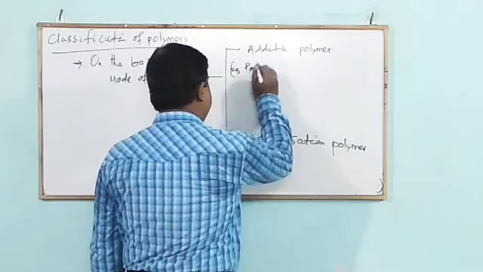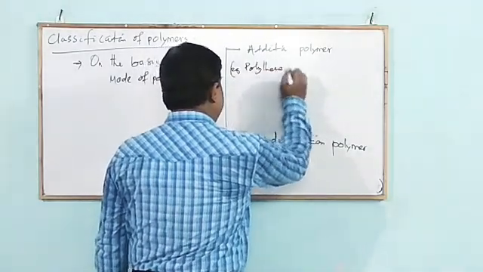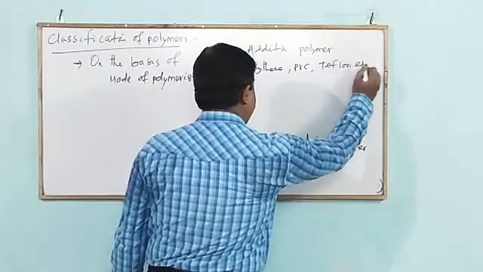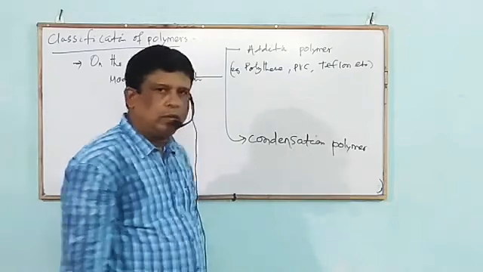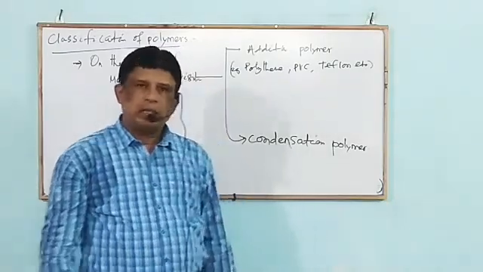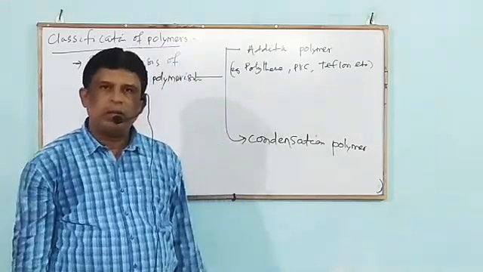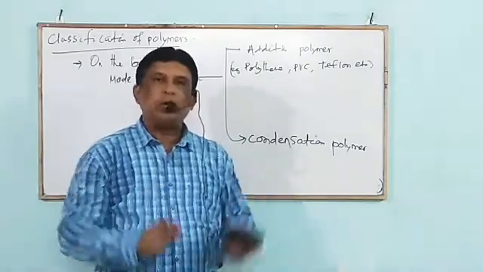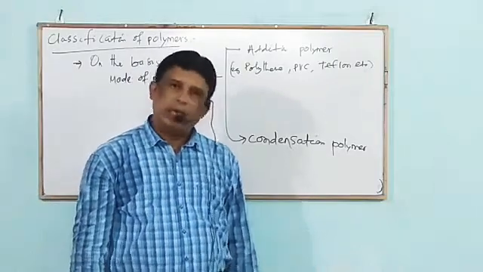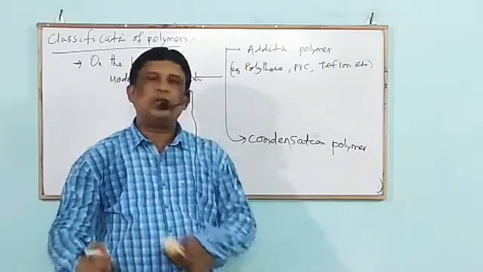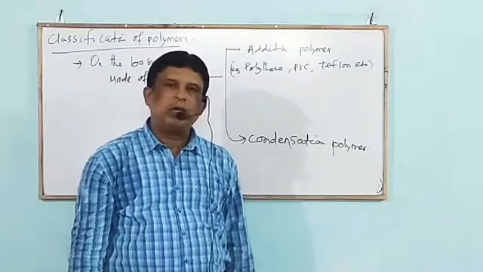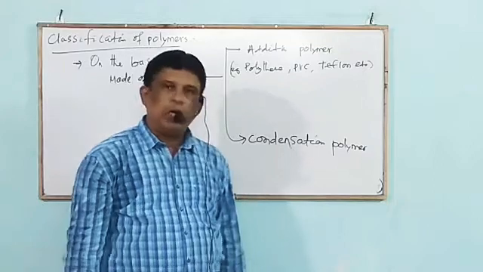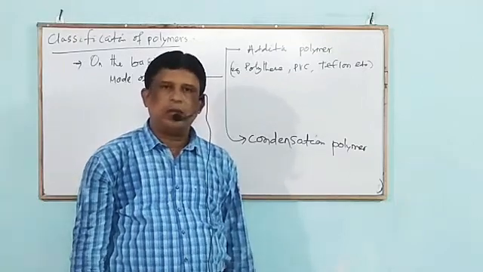polythene, polyvinyl chloride, Teflon. On the other hand, if the same or different monomer units are joined together in such a way that they undergo condensation polymerization, with the elimination of simple molecules like H2O, HCl, NH3, etc., then that type of polymer is known as a condensation polymer.